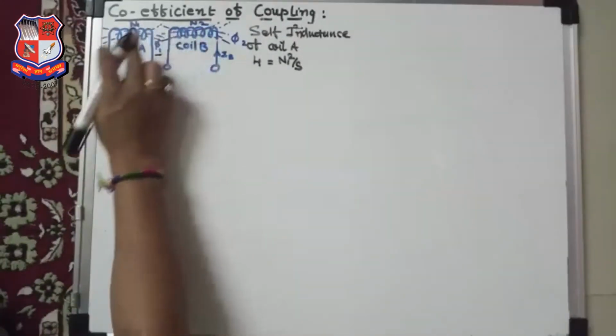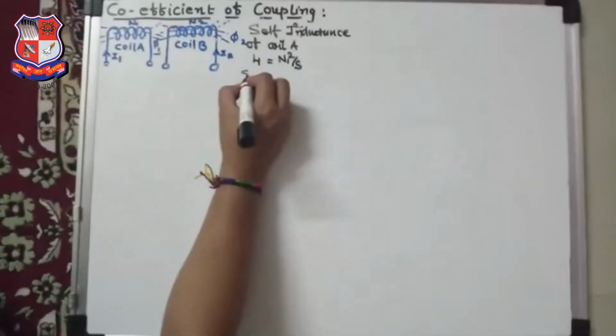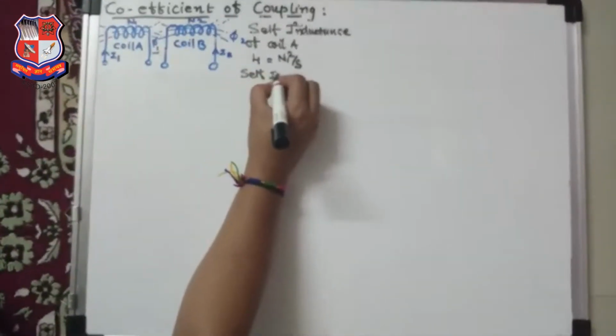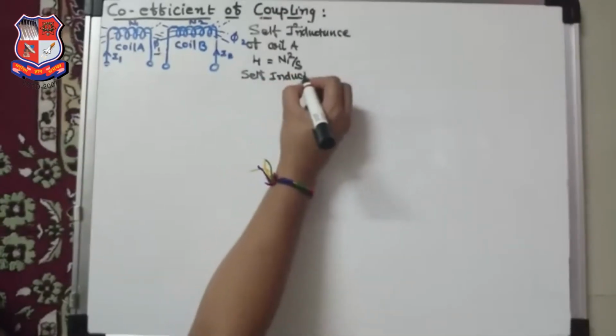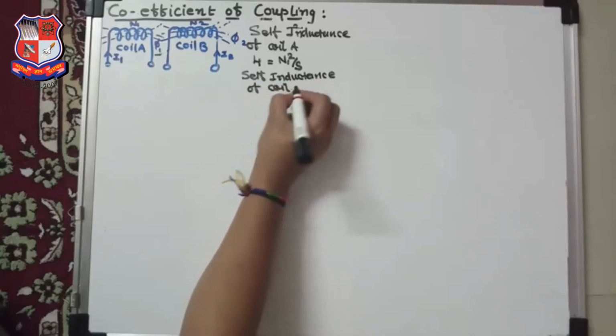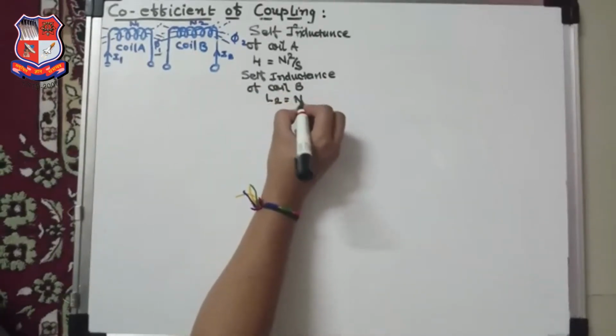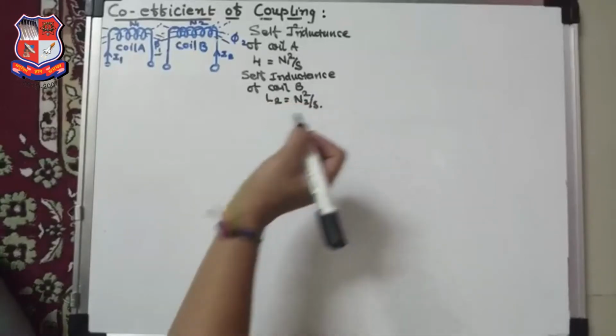Similarly, when a current I2 is flowing through coil B, the self inductance of coil B is given by L2 equals N2 square divided by S.